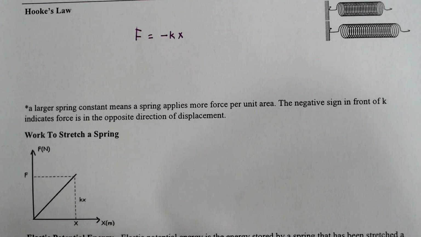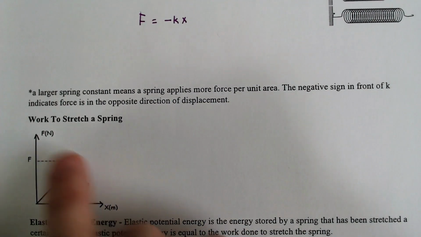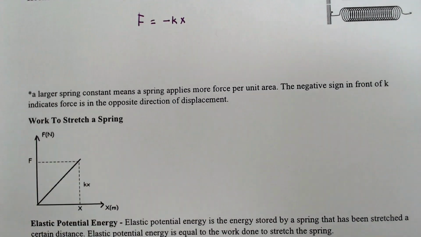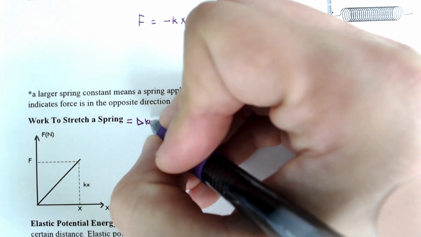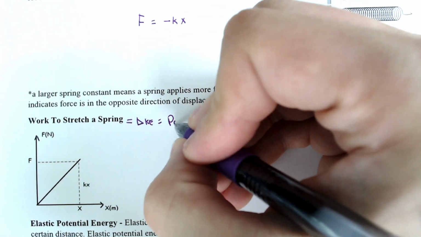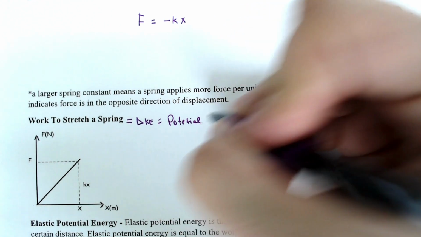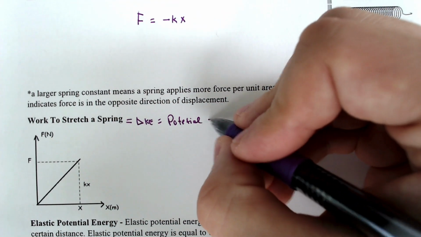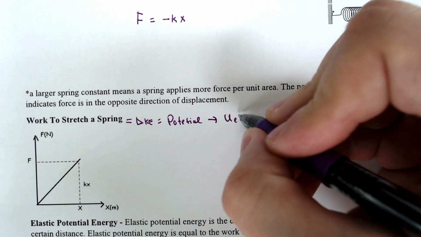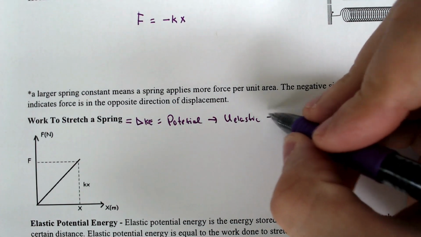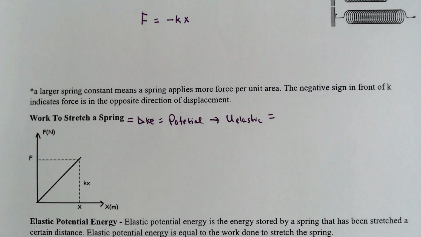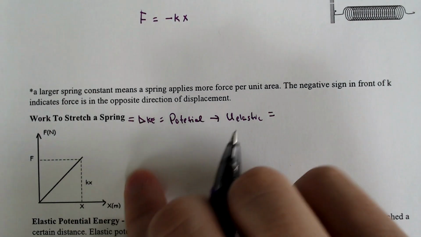Now, connecting it to energy, the work required to stretch a spring. Remember, the work required to stretch a spring would be the change in kinetic energy, which ends up being your potential energy. Okay? It is, for springs, the U elastic, the potential elastic amount of the spring. Now we're gonna derive the formula using this little graph here.